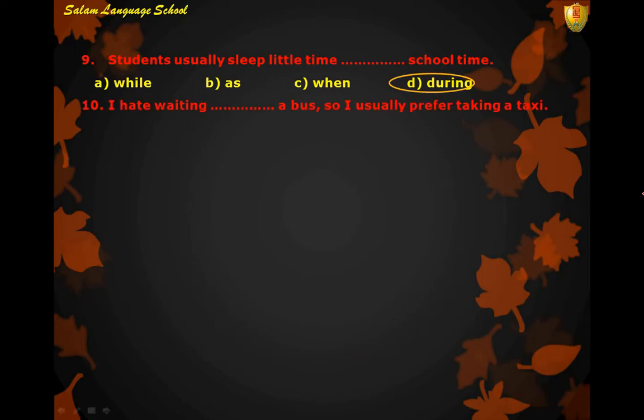Number 10. I hate waiting blank a bus, so I usually prefer taking a taxi. I hate waiting the bus or a bus? I hate waiting for a bus, at, on, by? Of course, for. I hate waiting for a bus, so I usually prefer taking a taxi.